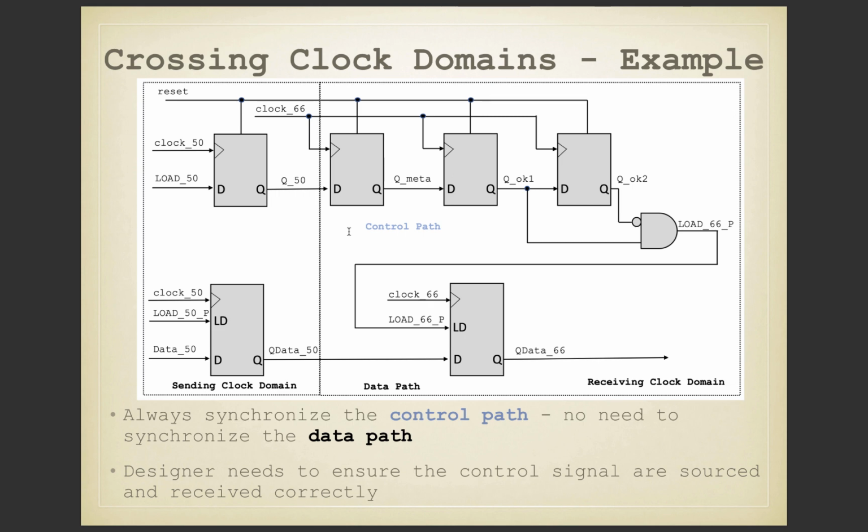You can see that there are several clocks involved for that signal to be generated. All the while, the Q data 50 will have had plenty of time to be sitting at the input of this register on the bottom, so that there are no timing constraints there.